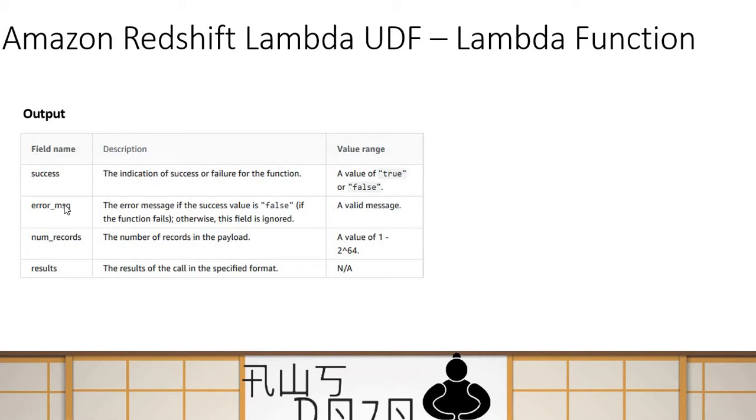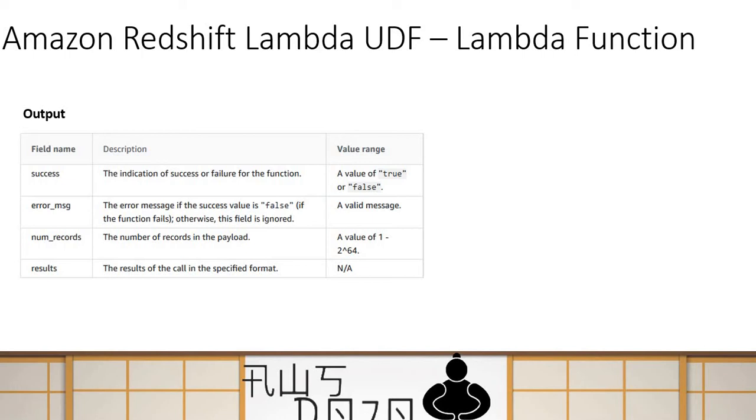So again, you populate error message only when your success is false. If success is true, then you don't need to populate it because your Lambda function has been successful anyway. Now, your result could have multiple values. It could be a single record, or it could have multiple records. So basically, the result is an array of records which you can return.